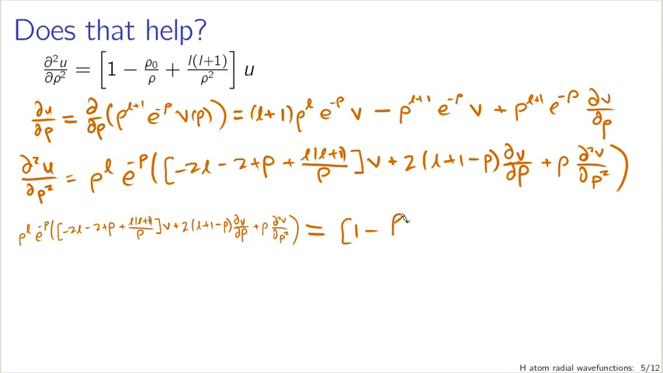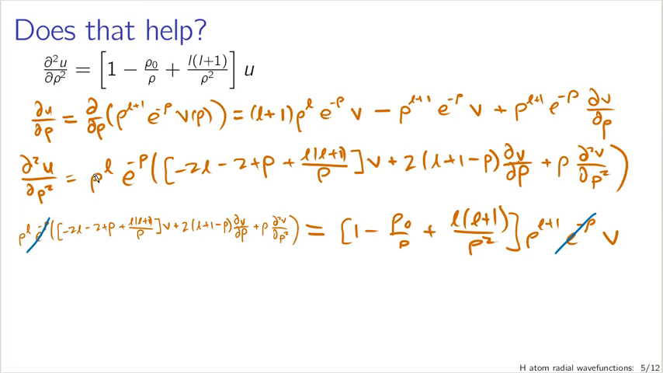1 minus rho naught over rho plus L plus 1 over rho squared times u, which we've re-expressed in terms of rho to the L plus 1 e to the minus rho v. So, let's see how we can manipulate this. This had better simplify quite a lot, or we've wasted our time. First of all, we have an e to the minus rho on the left-hand side and an e to the minus rho on the right-hand side. So we can cancel those out, just dividing through by e to the minus rho.